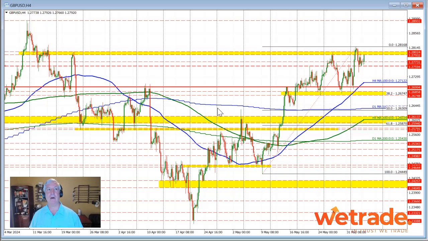I'll start at the 4-hour chart, and the reason being is that we have this swing area between 127.93 and 128.02, above and below the 128 level. It corresponds with different levels through here.